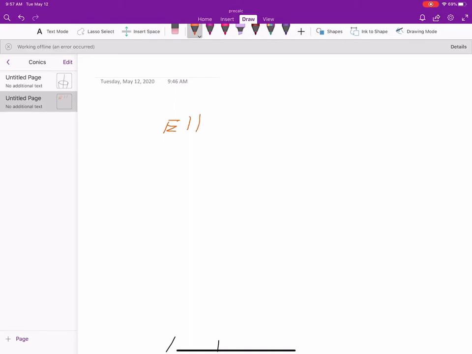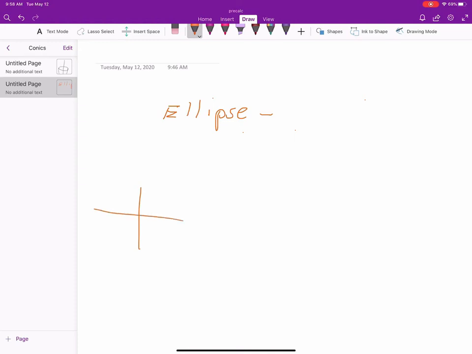I spell these darn ellipses wrong every single time, basically. So I'm going to look to get it right. I was about to spell it right. Oh my goodness. So, an ellipse. What are we talking about? A little better.